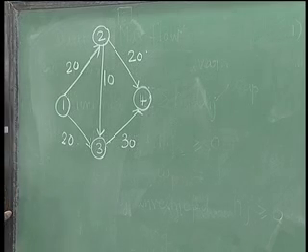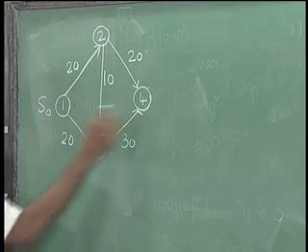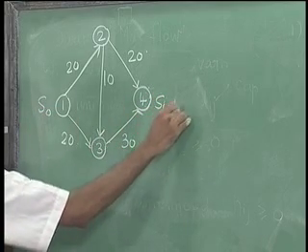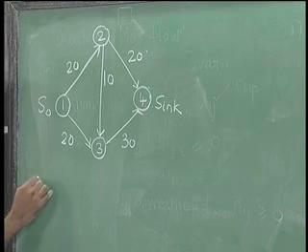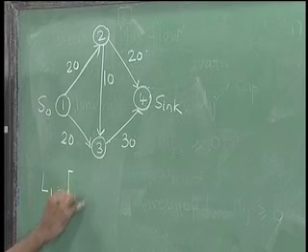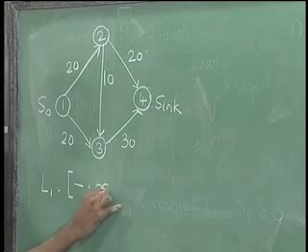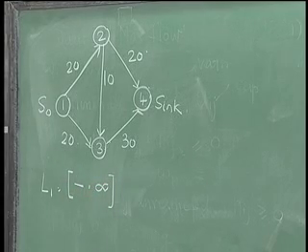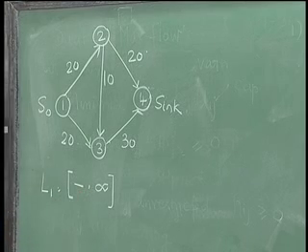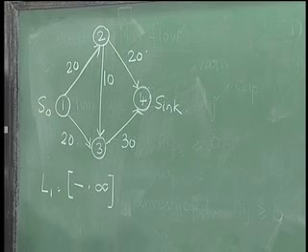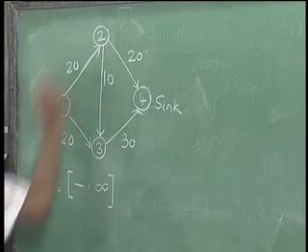So, the first step, this is the source, this is the sink. What we do first is we define L1 is equal to minus comma infinity. This is a simple initialization, we do not need to worry so much about it. Now from 1 go to an arc such that there is a forward arc. So from 1 we go to 2.